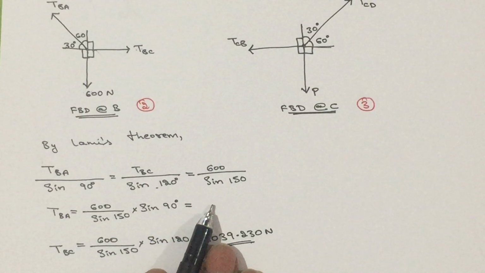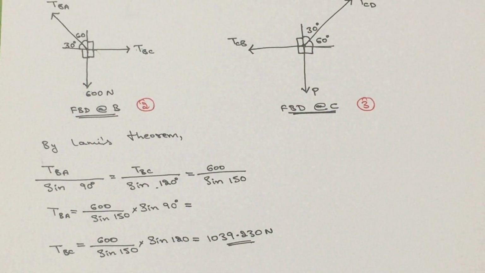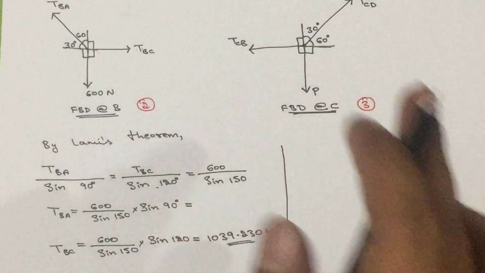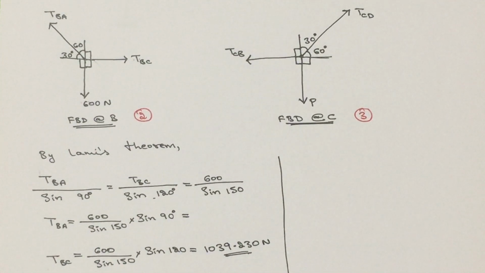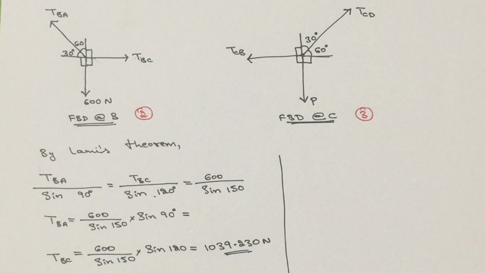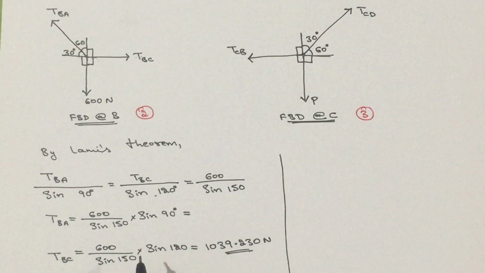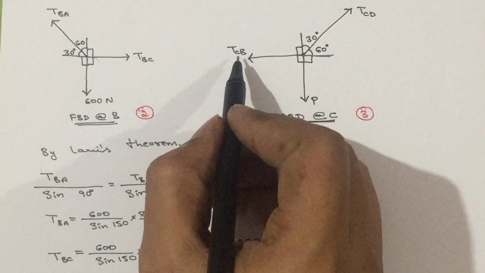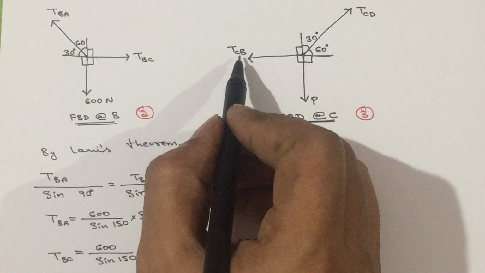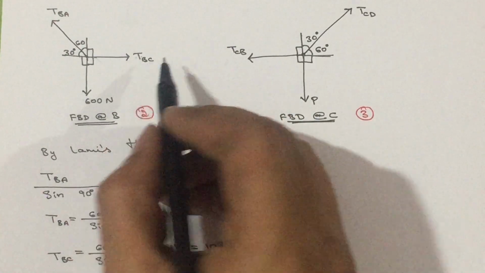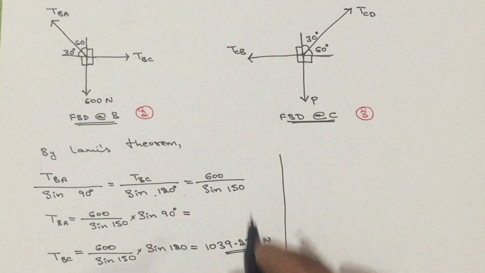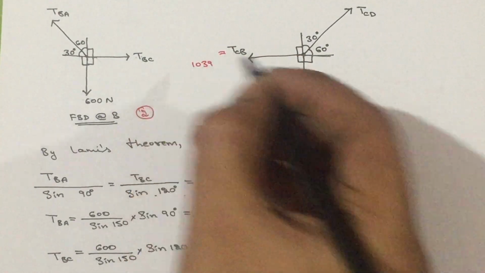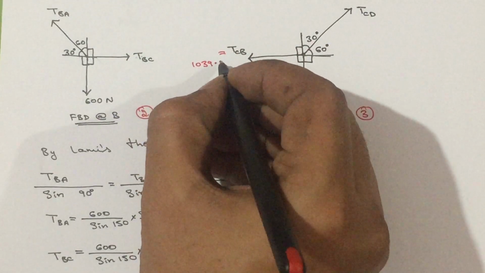Now, calculate this value by yourself. Now, once we get this value, we will move on to the next free body diagram. Here there are 3 unknowns. Out of that, the TCB value we calculated. I already said TCB will be equal to TBC. TBC we got the value as 1039.230.